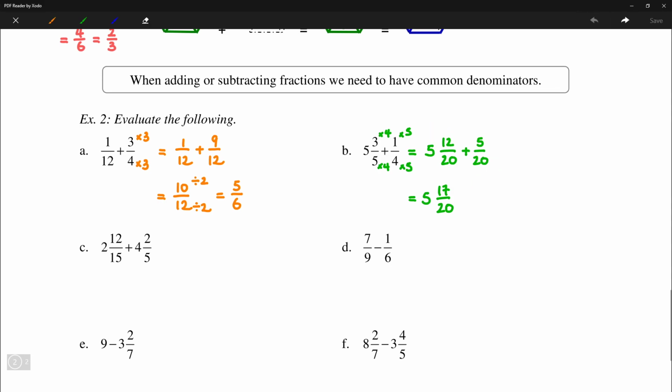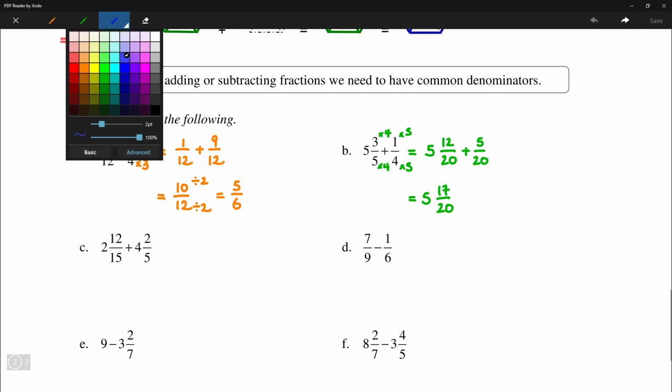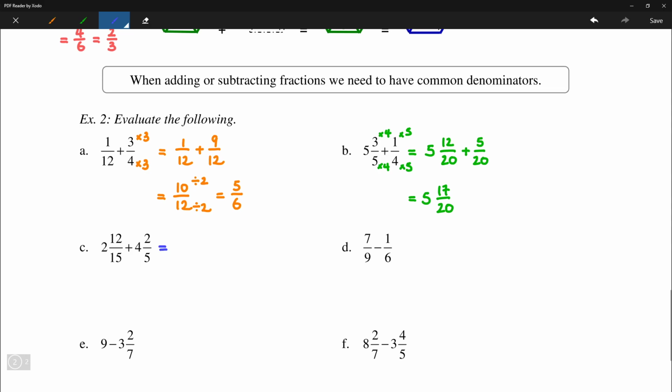Okay, let's continue. The next one, in this case, the common denominator is going to be 15. So we have 2 and 12 over 15. And in order to get a denominator of 15, we multiply both the numerator and denominator by 3. So those will be plus 4 and then 6 over 15. So once we add those together, 2 plus 4 is 6, and then 12 plus 6 is 18 over 15.